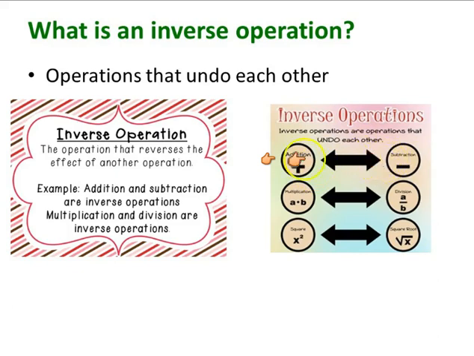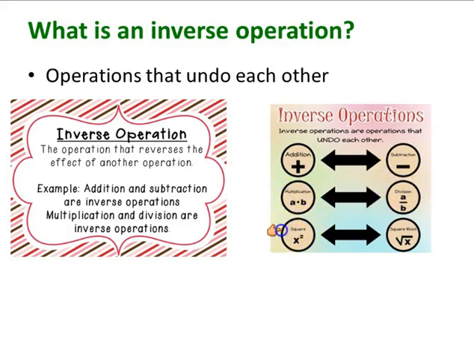They're opposites. So if we have something that's being added, the inverse operation to undo that would be to subtract. If we have something that's being multiplied, the opposite of multiplying is dividing, so we would undo it by dividing. Same with, we can go in the opposite direction. If we have a variable that's being divided by a number, the opposite of dividing would be multiplying. So we would use multiplication to undo that.